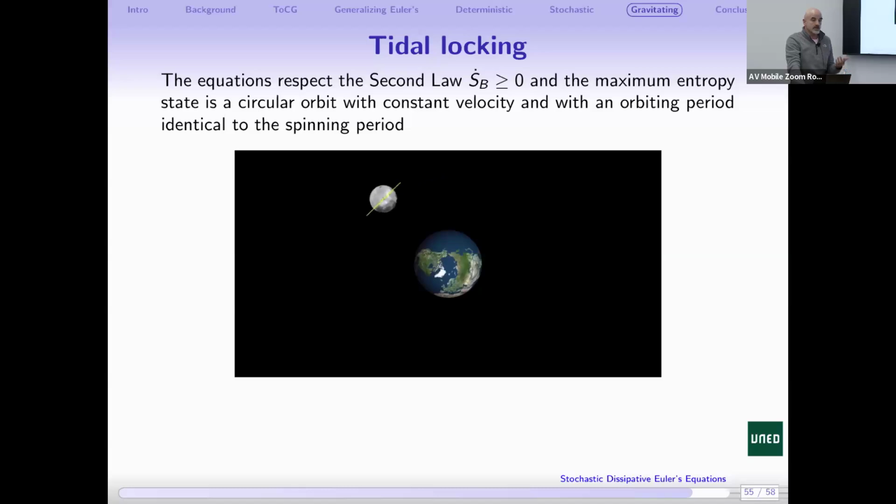Of course, Newton himself already knew that the reason we only see one face of the moon is due to the tidal forces. What this theory predicts is how we reach the equilibrium state. If you simulate that without the dissipative terms, you would get something that would spin forever in an elliptical orbit, doing whatever it does. Only with these dissipative terms do you get this circular orbit and the appearance of a tidal locking state.